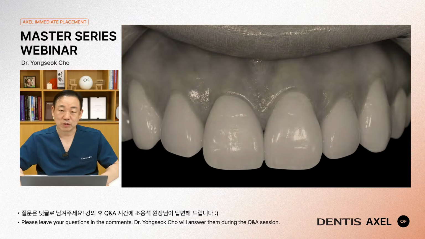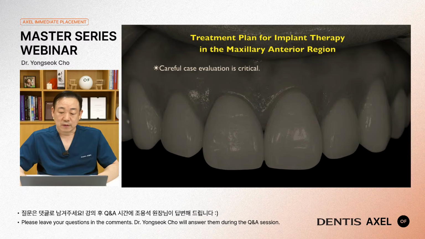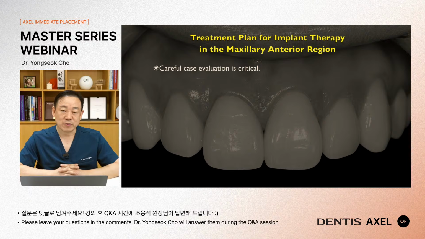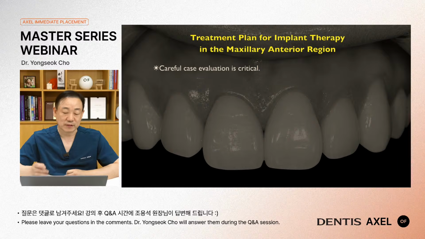Then let me talk about treatment plan for implant therapy in the maxillary anterior region. I will briefly summarize the basic principle of treatment plan in anterior maxilla. Careful case evaluation is critical because there are many parameters which affect the outcome. So you must evaluate bone condition, soft tissue condition, and the patient expectation, etc.